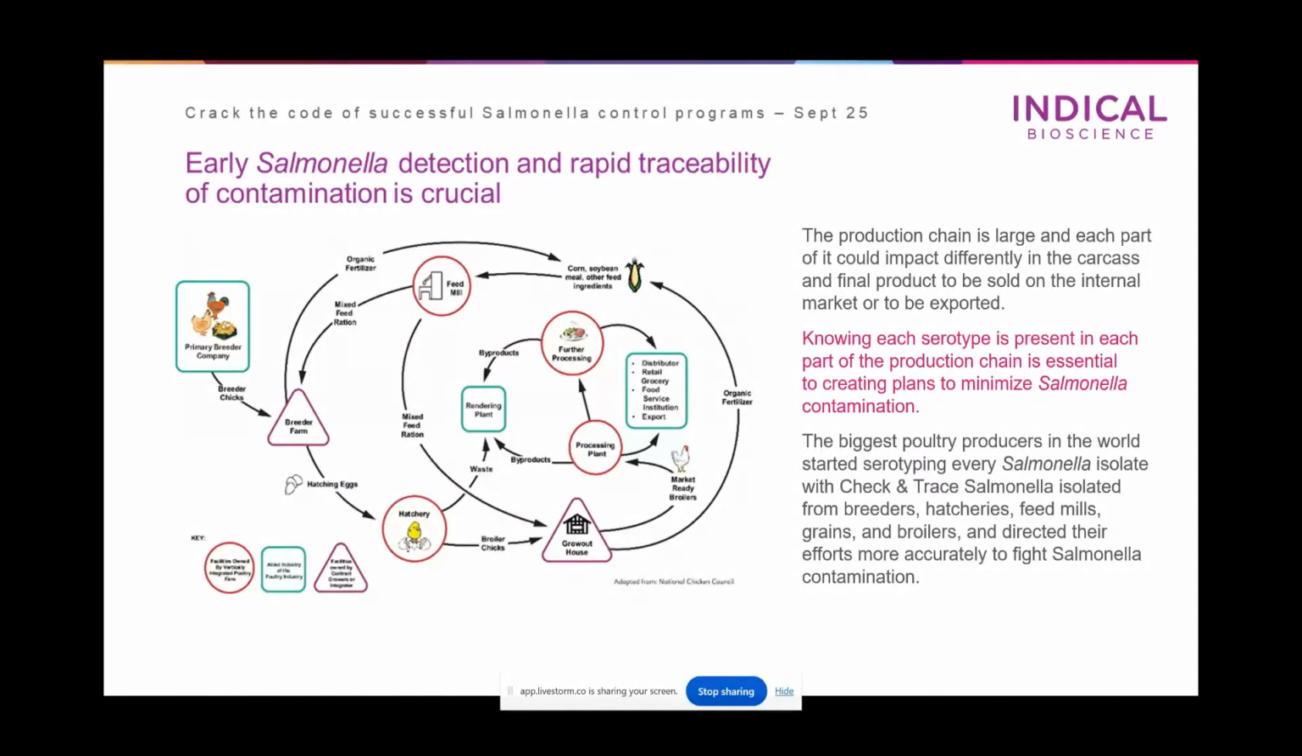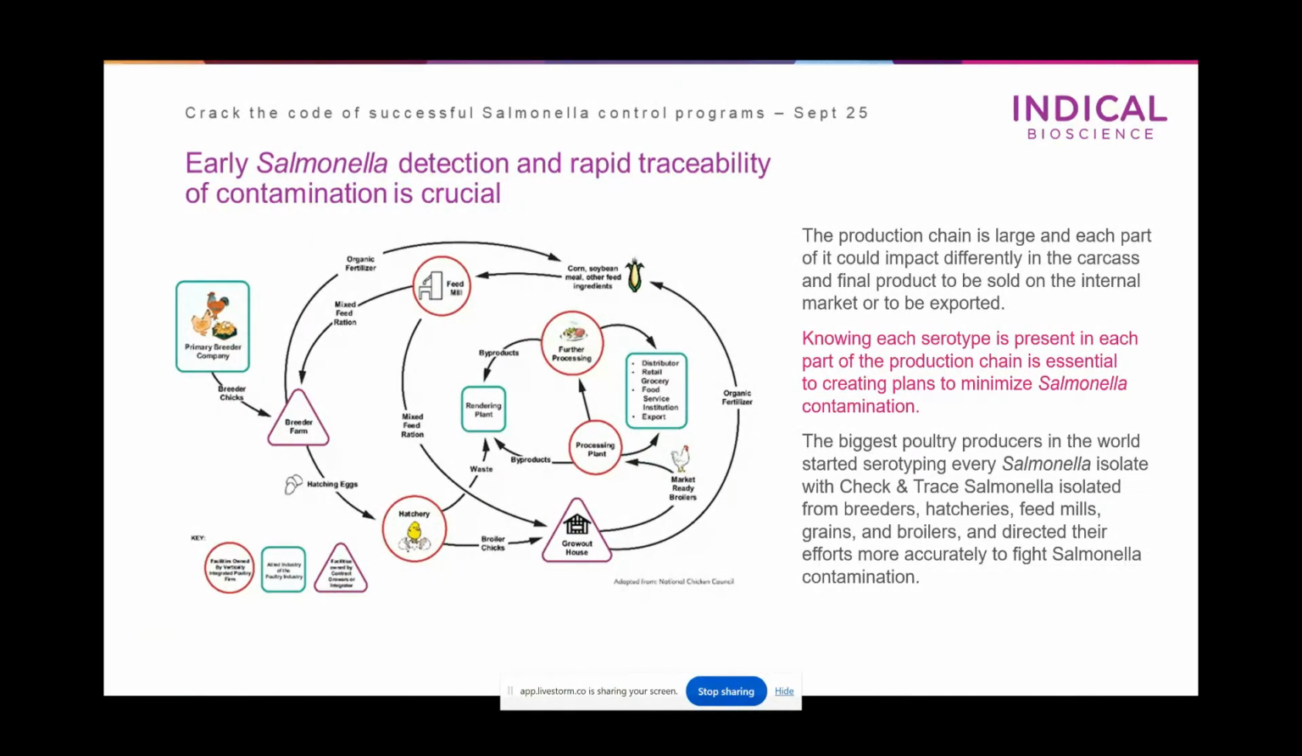So knowing which serotype is present in each part of the production chain is essential. Why? Because different salmonella types have different levels of virulence. For instance, we all know that Salmonella Infantis is much more difficult to eradicate than others, so you will have to take different measures. We all know that Salmonella contamination can occur at multiple points in the production chain, and that different Salmonella serotypes may respond differently to sanitation methods. So that's why it's important to understand which serotype is contaminating your production chain.